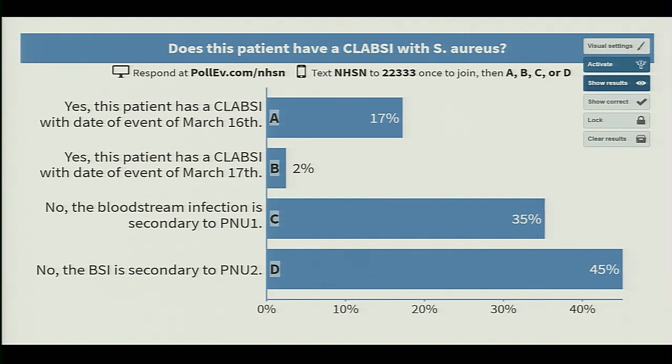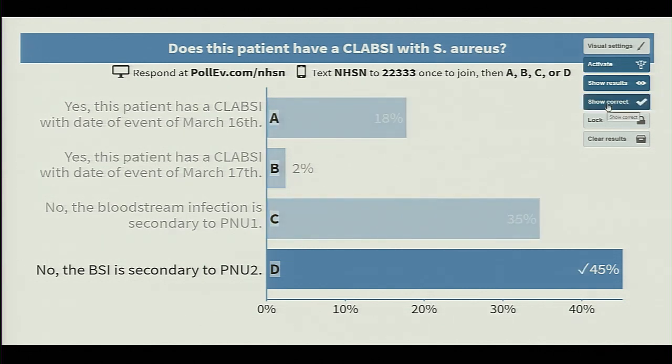So most people think it's a pneumonia 2 with a secondary BSI, but some people say that it's a bloodstream infection that's secondary to pneumonia 1. And a smaller amount say it's a BSI with the date of event of March 16th. So, can you have a BSI secondary to pneumonia 1? No. So we know that C cannot be correct. So what can be the correct answer? Correct answer is D. The BSI is secondary to pneumonia 2.